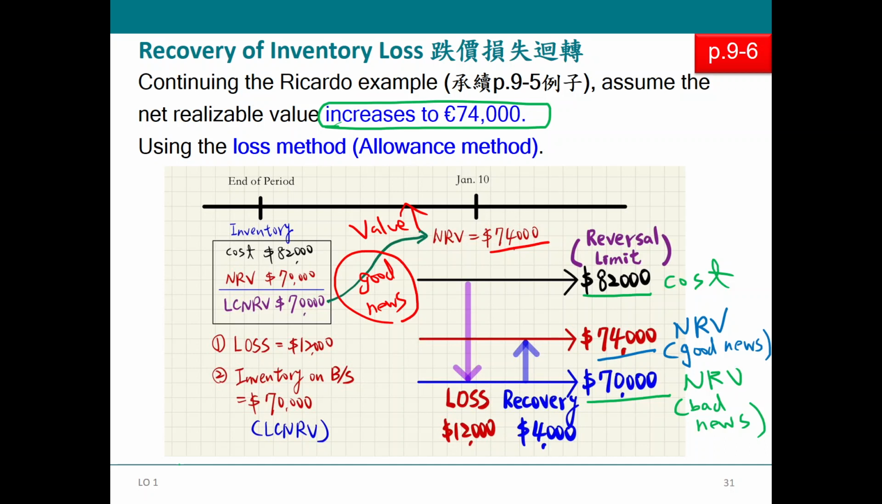So could you recognize you have a value increase? Yes, you could recognize a value increase from $70,000 to $74,000, right? So you could tell them, okay, my value increased $4,000.